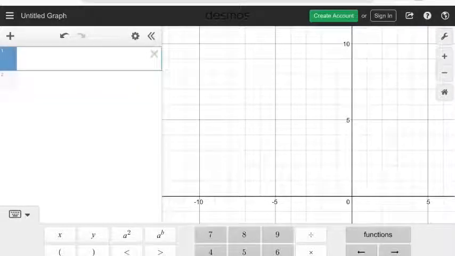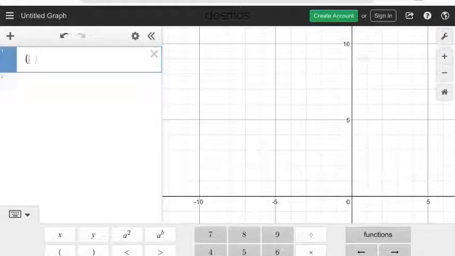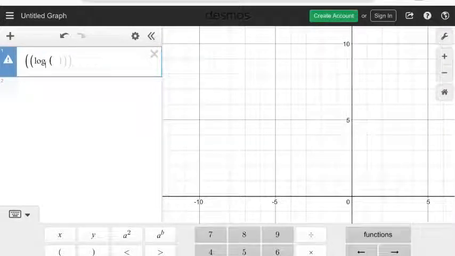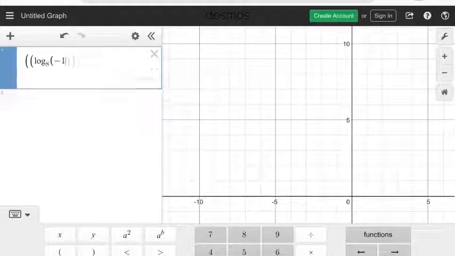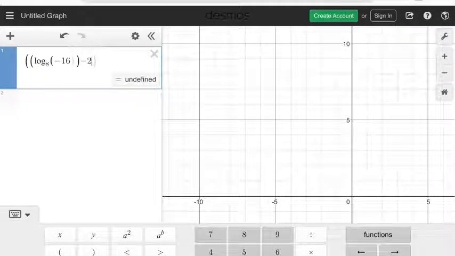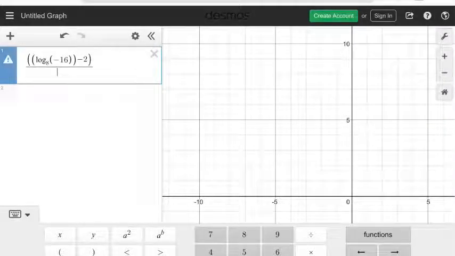So we're going to exit out. We've got parentheses, then another parentheses, log. 8 is our base. Inside we've got negative 16. Now, not outside of all of the parentheses, but outside of the log parentheses, we've got subtract 2. And then we're going to divide the whole thing by 4.